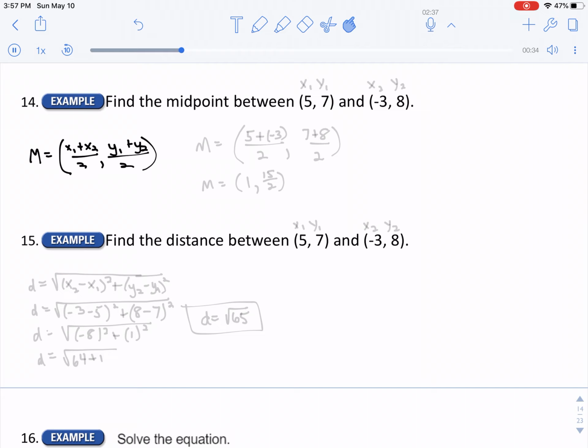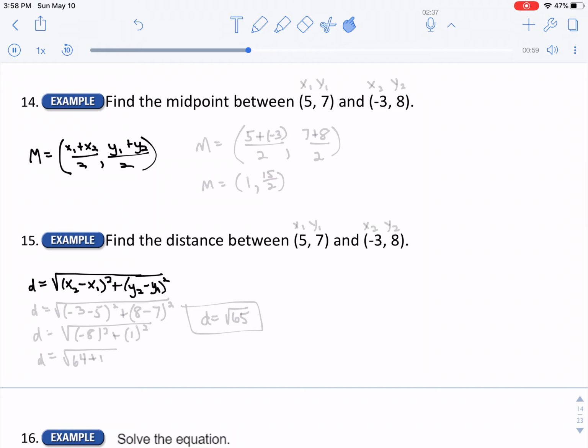And then for 15, we need the distance formula. So the distance is the square root of y2 minus y1. Sorry, I better not change what we did in class. So x2 minus x1, the quantity squared, plus y2 minus y1, the quantity squared.